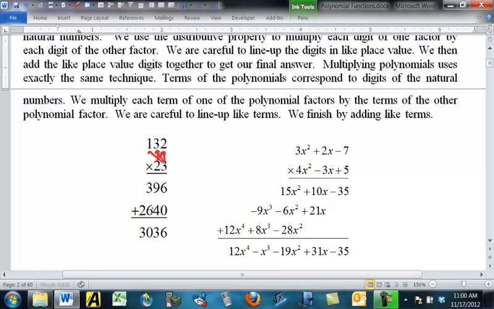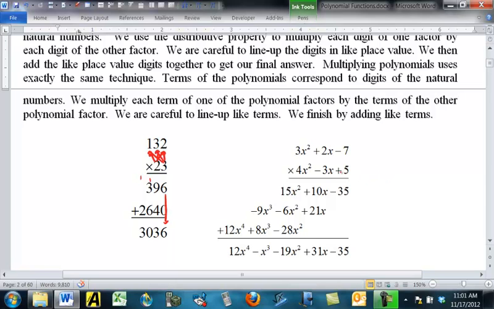2 times 3 is 6, and that's hundreds, and 2 times 1 is 2, which is thousands, and then I can add up the units, the tens. In this case I have to regroup, and then add up the hundreds. In this case I'm regrouping again, and the thousands. Okay?